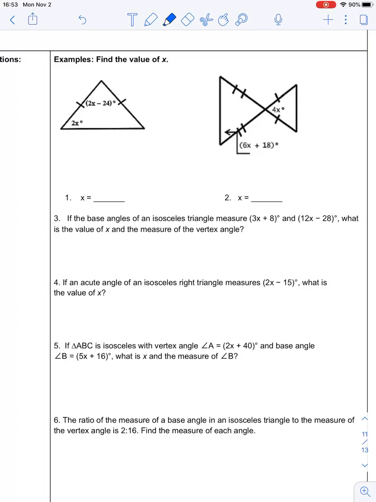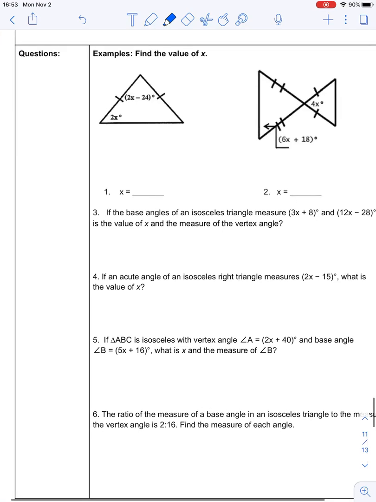We can continue our work with isosceles triangles. And again, it's very important that you recognize, particularly today with what we're going to talk about, what the pieces are called. So the two congruent sides are called the legs. The vertex angle is the angle that is between the two congruent legs. And then the base is the third side that is not congruent, and then your base angles are the angles that are formed between the legs and the base.